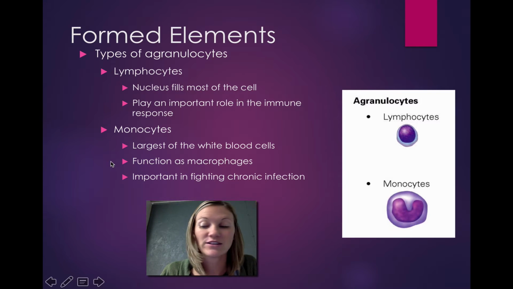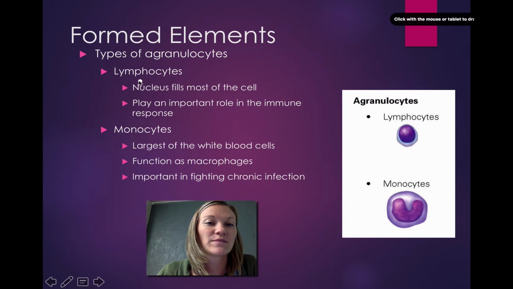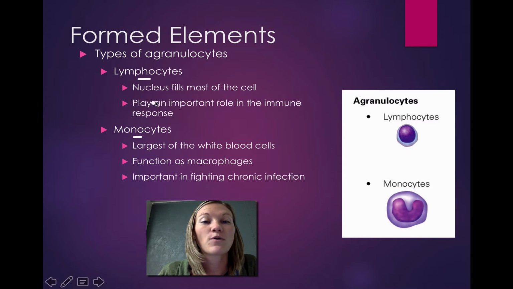Then we have the agranulocytes. Those are the lymphocytes and the monocytes. The most important thing I remember is that the lymphocytes play an important role in the immune response. We'll talk about that more when we get to the immune system. And then the monocytes, I would say that these are the macrophages. They are going to fight chronic infection.